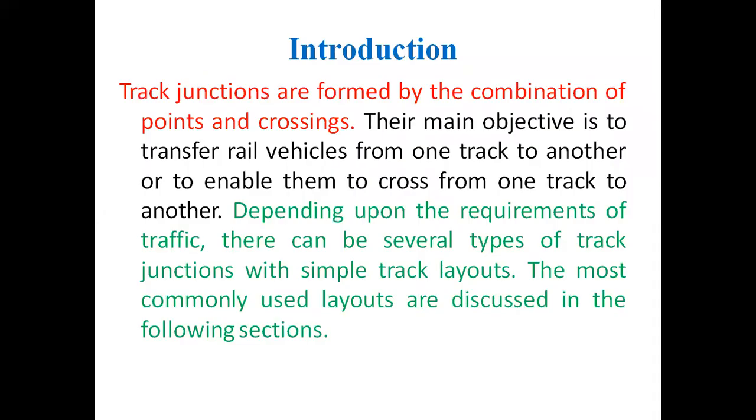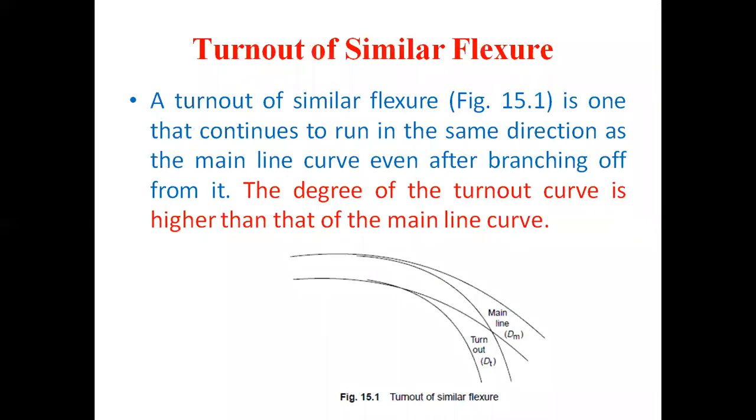Introduction to the junctions. Track junctions are formed by the combination of points and crossings. Their main objective is to transfer rail vehicles from one track to another, or to enable them to cross from one track to another. Depending upon the requirements of traffic, there can be several types of track junctions with simple track layouts. The most commonly used layouts are discussed in the following sections.